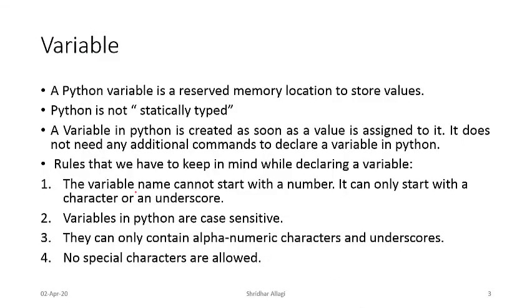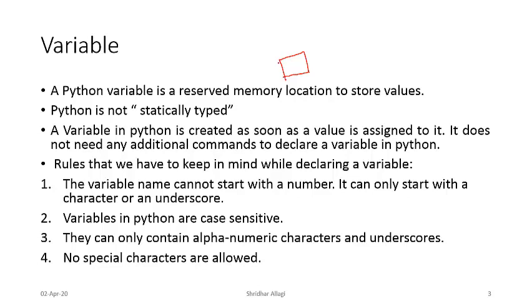So let's discuss what's a variable. A Python variable is a reserved memory location to store values, or I can say it's like an empty box which can hold one value, right? And Python is not statically typed. Here we don't inform the interpreter beforehand about the data type of the value which we are going to assign to the variable, right? A variable in Python is created as soon as a value is assigned to it, and you do not need any additional commands such as declaring a variable, right?